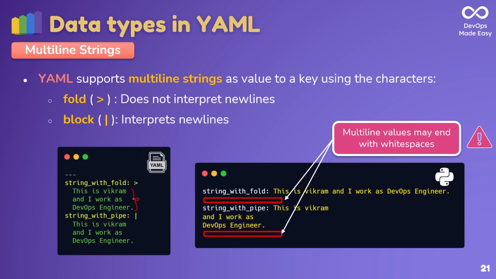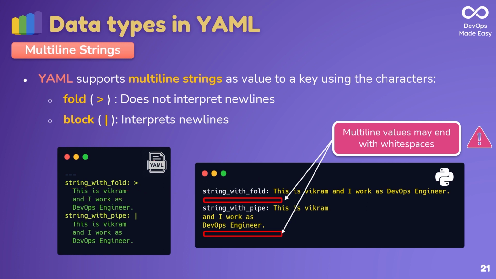Since this is a very huge line, I decided to break it and put it into three different lines. So how does YAML know that this is a multi-line string? It uses either this character or this character. This is a fold character, this is a block character. If you use the fold character, it will be evaluated as a single line. That means "this is Vikram, and I work as DevOps engineer" will be printed on a single line. But if you use the pipe character, these new lines will be preserved. That means this complete thing will be printed as it is: after Vikram, this part will be printed on the next line, and this on the next line. But here everything will be printed on a single line.